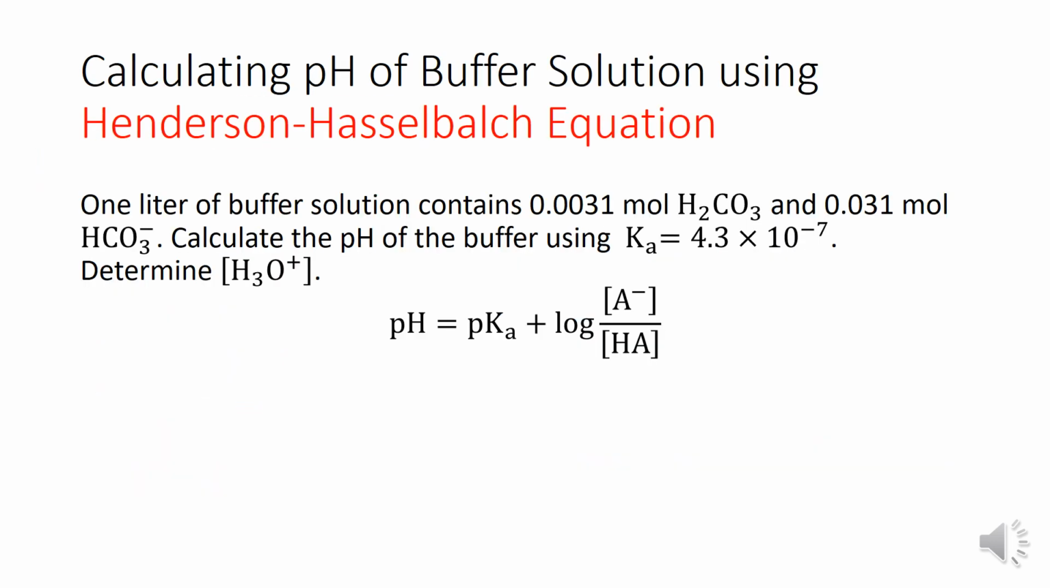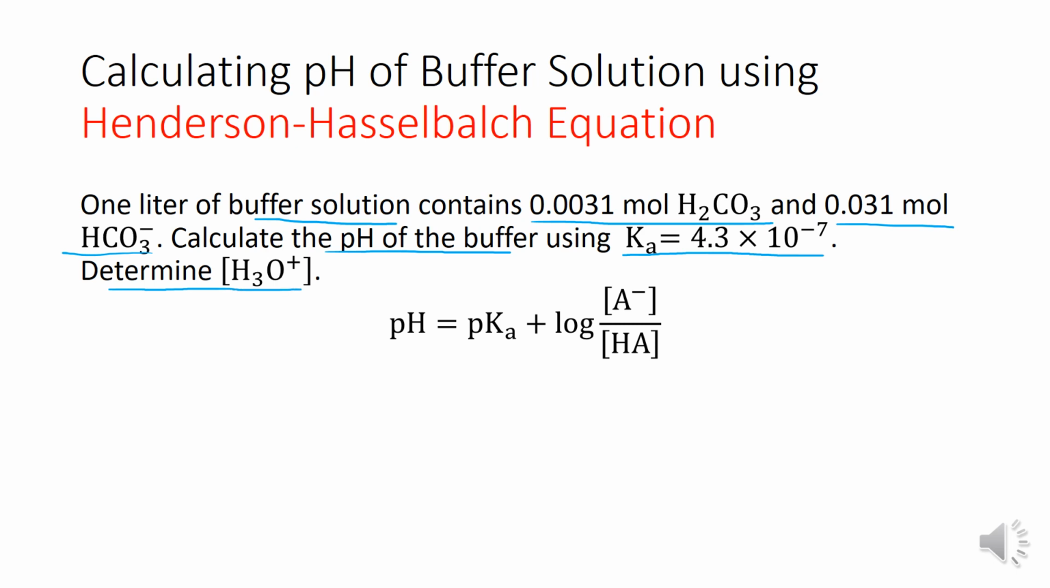Let's consider some problems in using the Henderson-Hasselbalch equation. First, we have the same problem that we solved using the acid ionization constant Ka. We have a buffer solution containing 0.0031 mole of carbonic acid and 0.031 mole of bicarbonate. We have to calculate the pH of the buffer solution using the Ka for carbonic acid, 4.3 times 10 to the negative 7, and from the pH, determine the hydronium ion concentration.